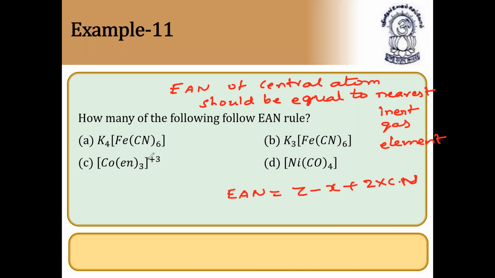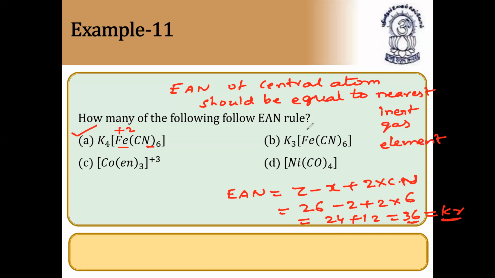So here, for example, for iron, what is the atomic number of iron? 26, minus the oxidation state of iron, which is plus 2, plus 2 into 6 because it contains 6 cyanides. So it is 26 minus 2 is 24. 24 plus 12 is equal to 36. 36 is krypton. The atomic number of krypton is 36. So definitely the first option A is correct.